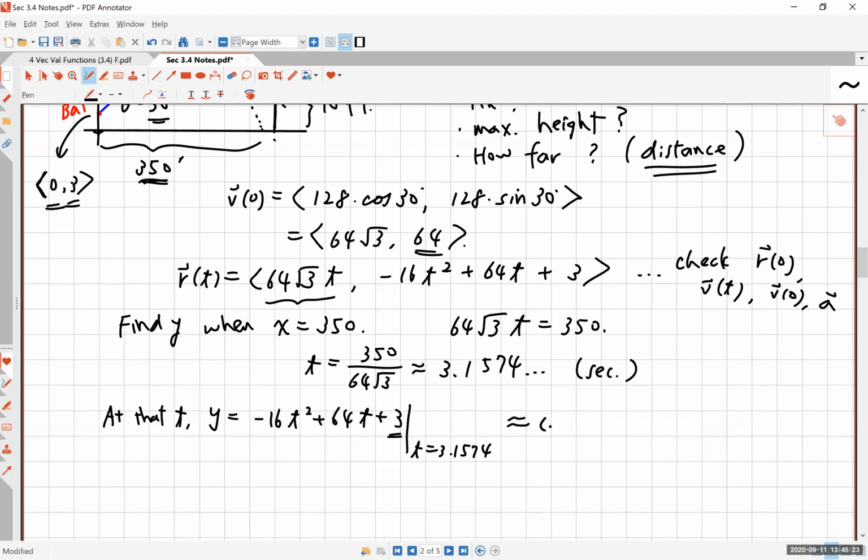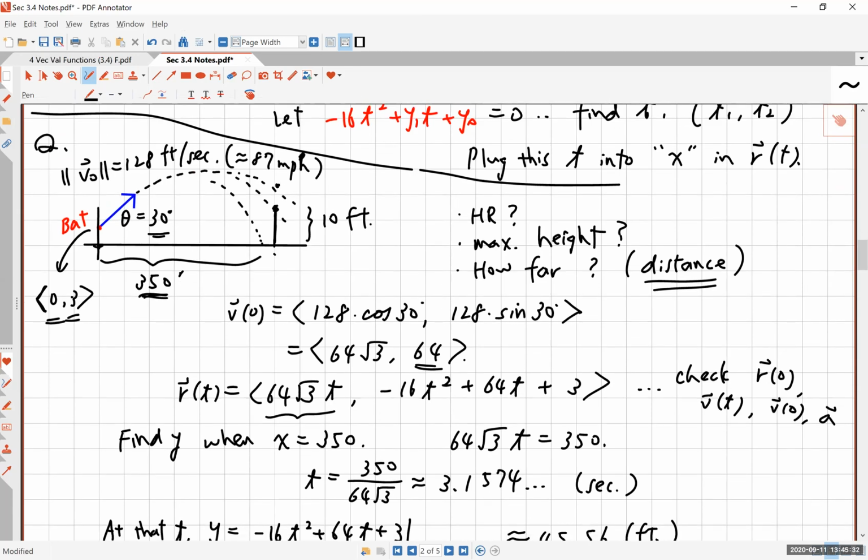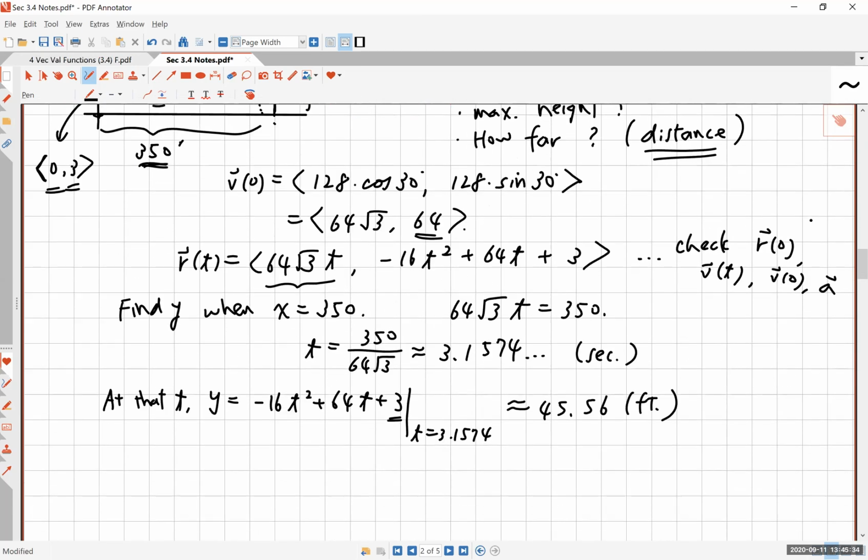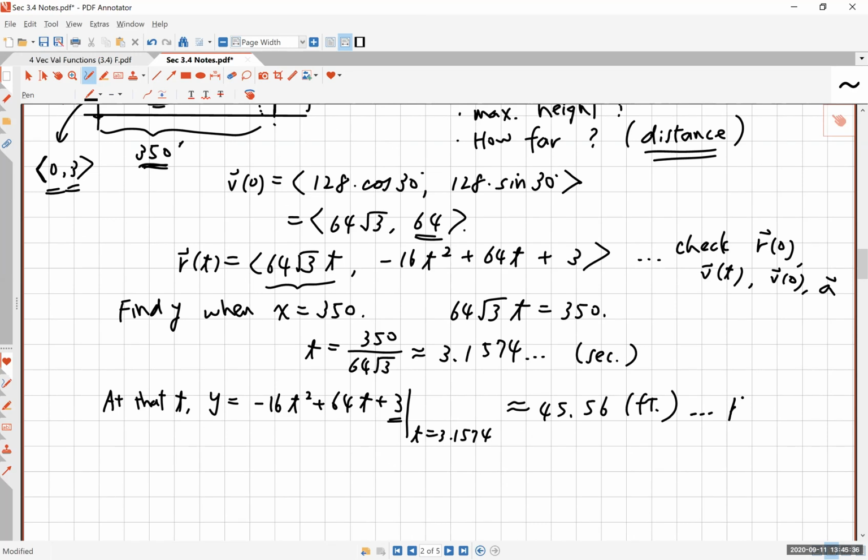All right, so this is 45.56, right? And this is, of course, in feet. And so what this is saying is the ball is way up here. It's 4 times as tall as the fence. And so, yes, it's a home run.